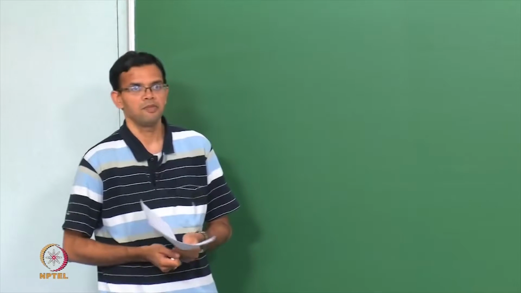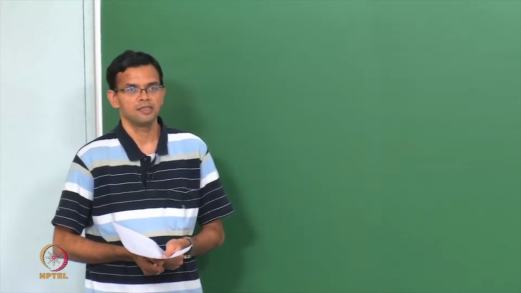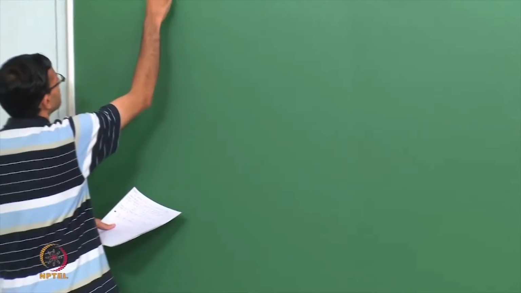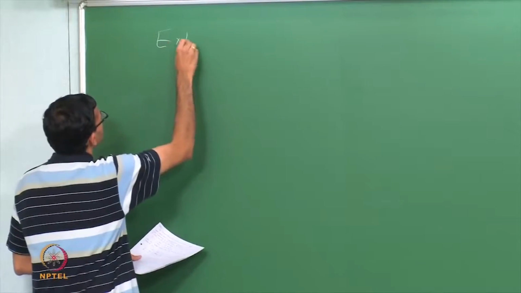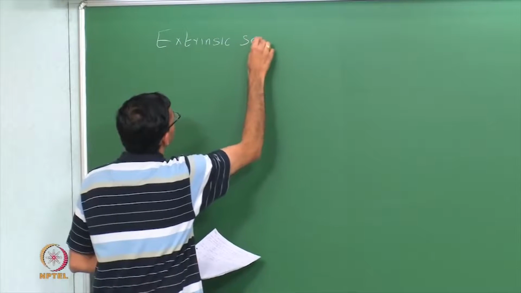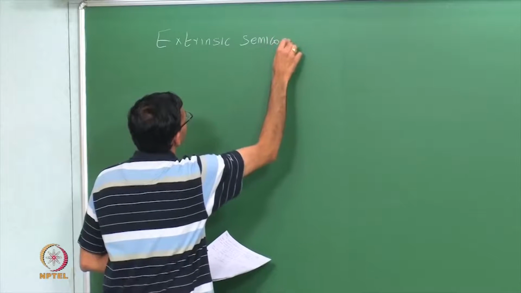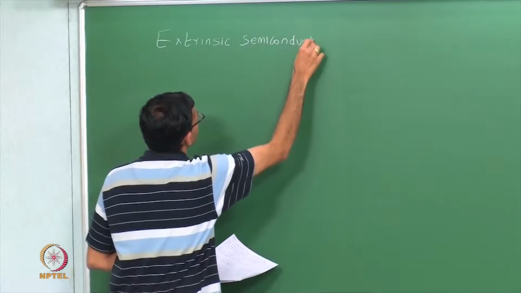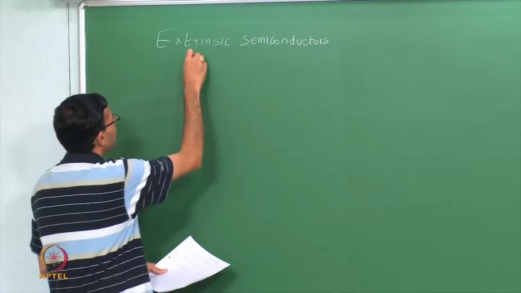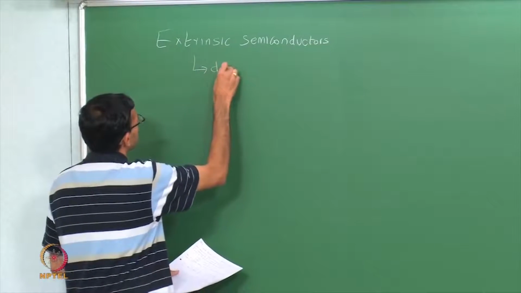Let us start with a brief recap of last class. Last class we looked at extrinsic semiconductors. Another name for these are doped semiconductors.